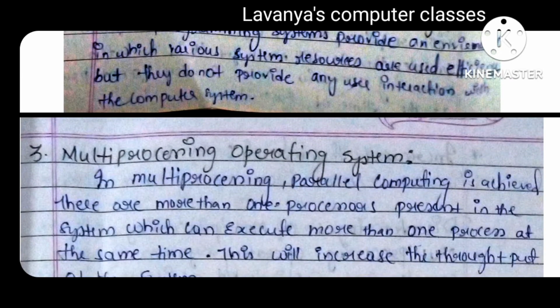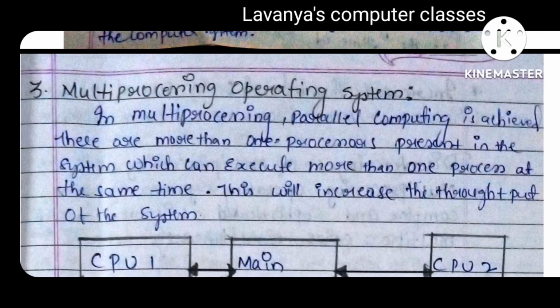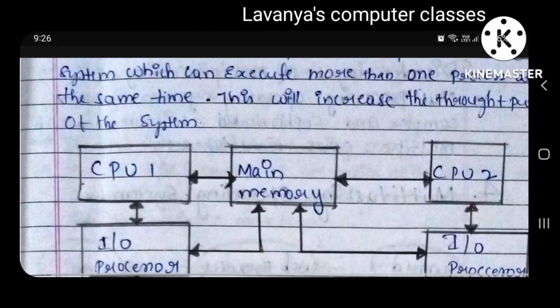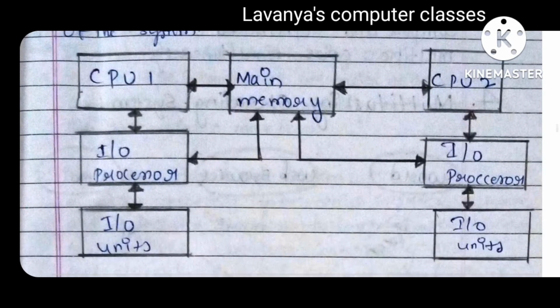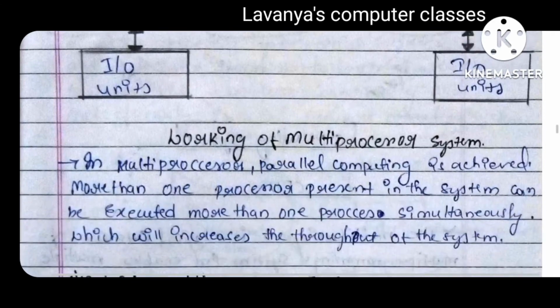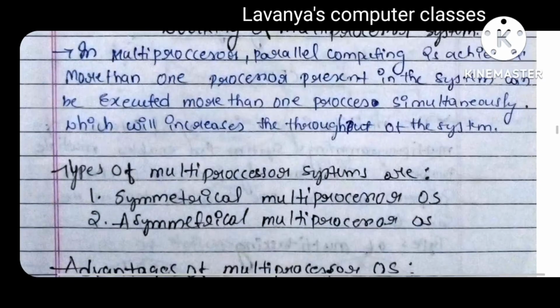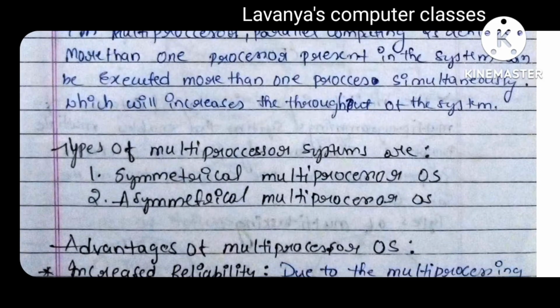Next, third one is multi-processing operating system. Definition, diagrammatic representation, advantages and disadvantages. Working of multiprocessor system. And in the multiprocessor system, different types also there. Those are symmetrical multiprocessing OS and asymmetrical multiprocessor operating system.